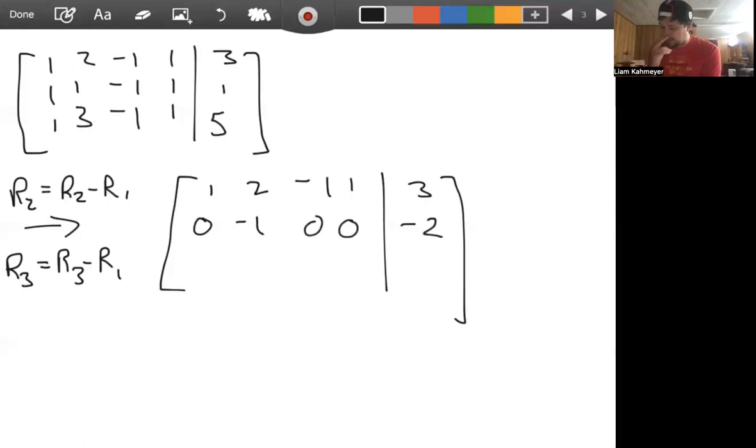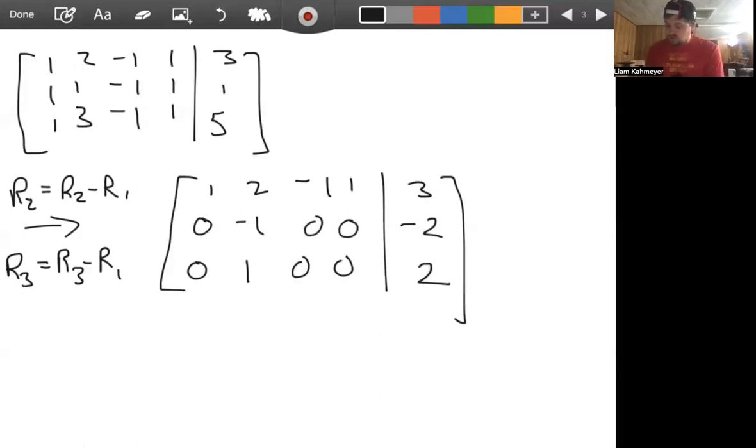Now let's do the same thing for row 3. We've said row 3 is now going to be row 3 minus row 1. So we have 1 minus 1 is 0. 3 minus 2 is 1. Negative 1 minus negative 1 is 0. 1 minus 1 is 0. 5 minus 3 is positive 2.